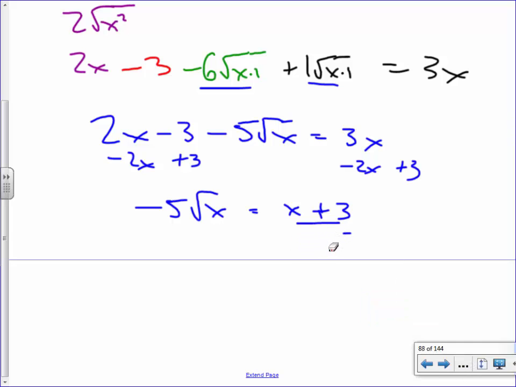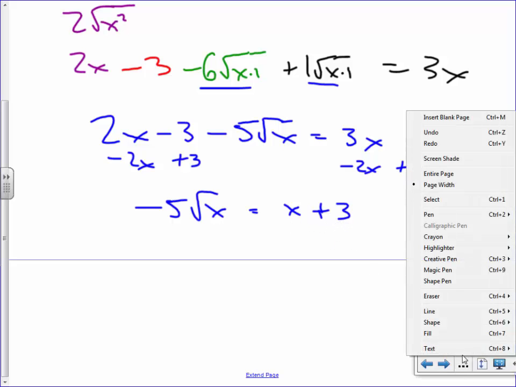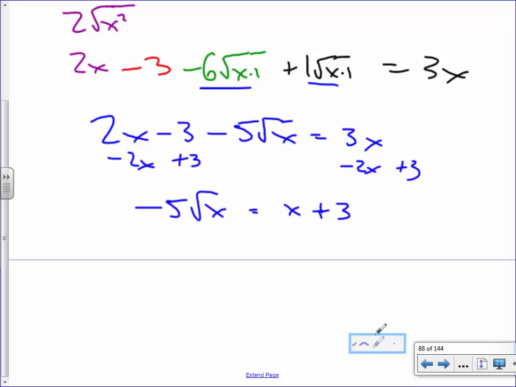What did you say? Yeah, you can do that. You can throw that negative 5 inside the square root sign, so long as you throw it in there twice. So what is negative 5 times negative 5? 25. It's 25x now. That equals x plus 3.